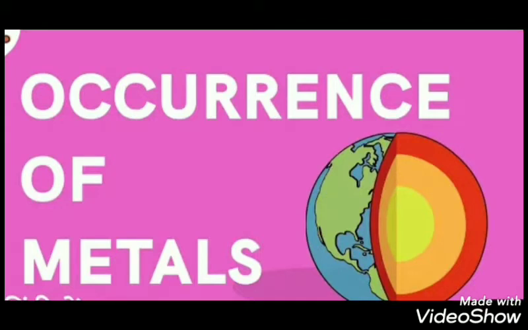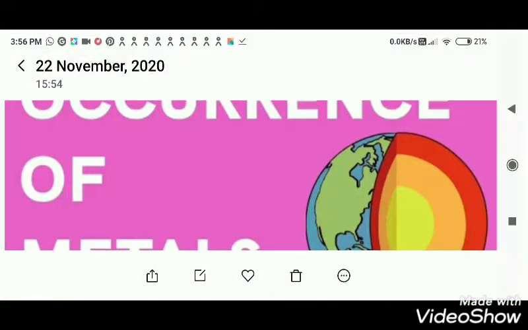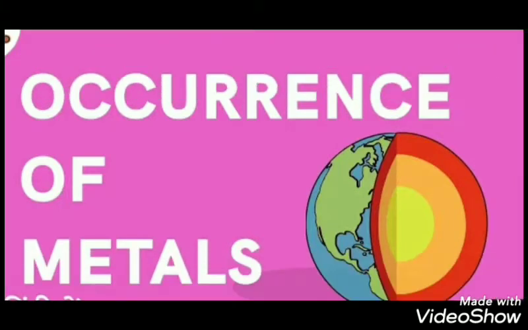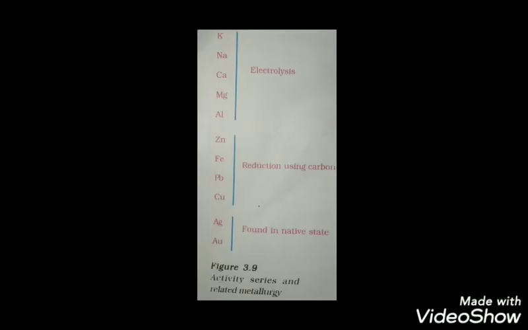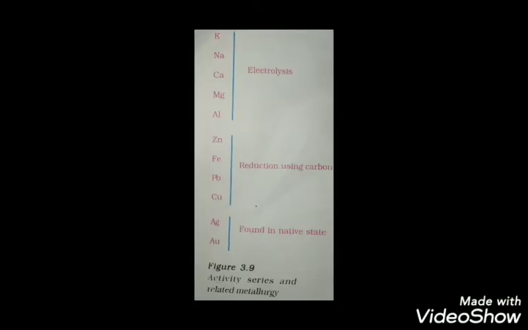Whichever mineral from which we can extract the metal profitably is known as an ore. Ores are the substances from which we can profitably extract a particular metal. That is known as an ore, and it contains a high percentage of the particular metal. Okay. Now, on which basis are we extracting metals, children?